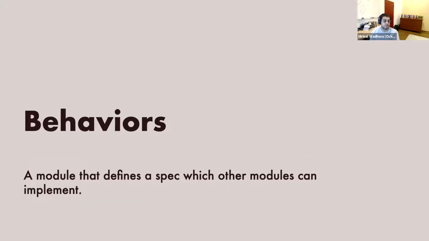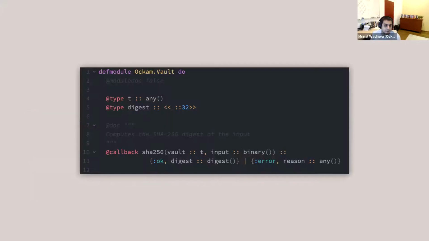Another tool for polymorphism in Elixir is behaviors. So a behavior is simply a module that defines a specification that other modules can implement. So here's an example of that. In Ockam Vault, we need a hash function, right? And we need this SHA-256 hash function. It should receive an input binary and output a hash of that binary. That's what the function does.